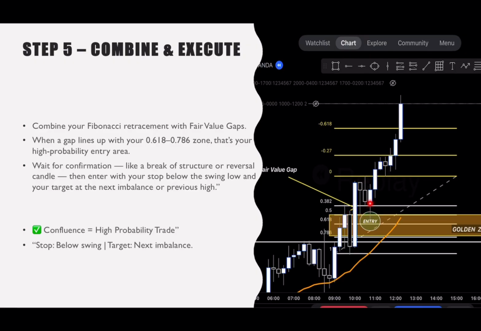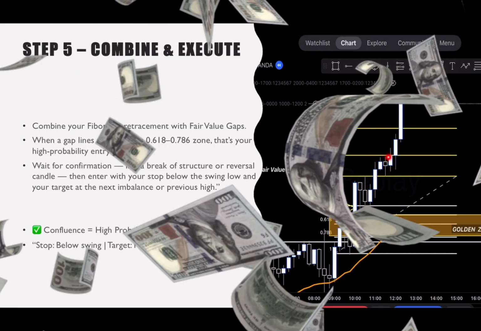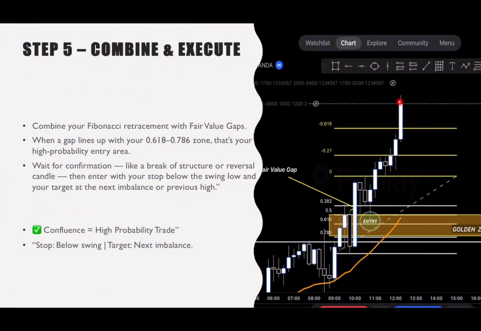But you have a higher probability of having a higher loss because you have so much room down here that you could have possibly taken entries if you were more patient. Okay? But you can see it barely wicked inside of the 618. You took your entries here, you would have been up for buys. You would have been making money right here as you see. Okay? So wait for confirmations like a break of structure or reversal candle.